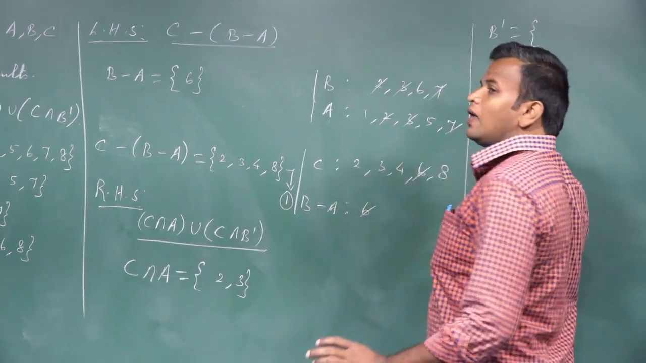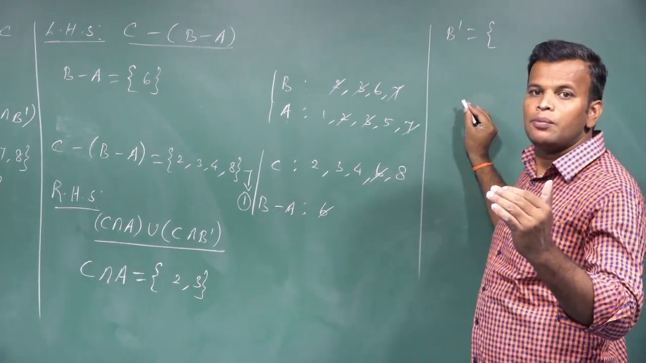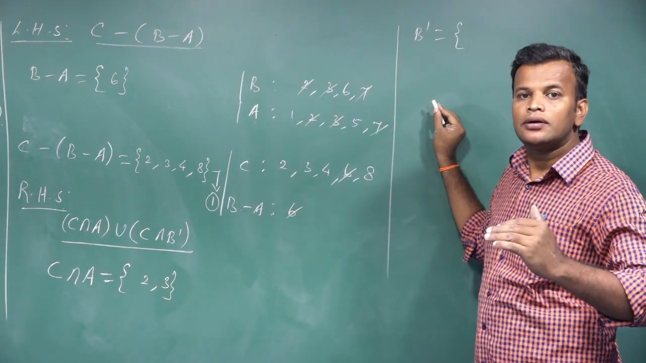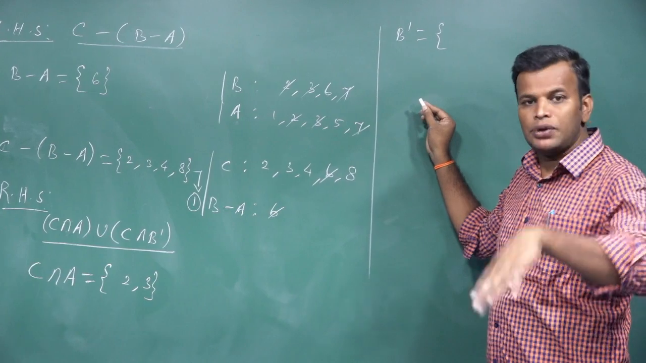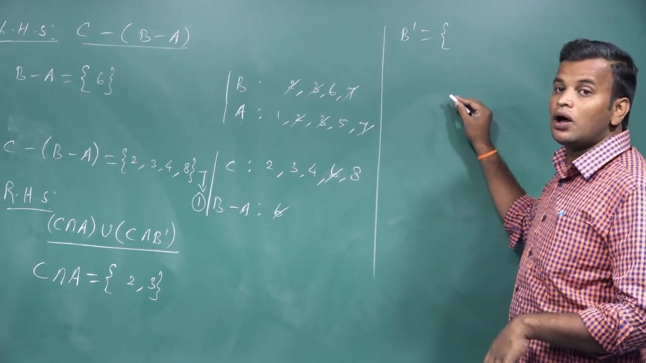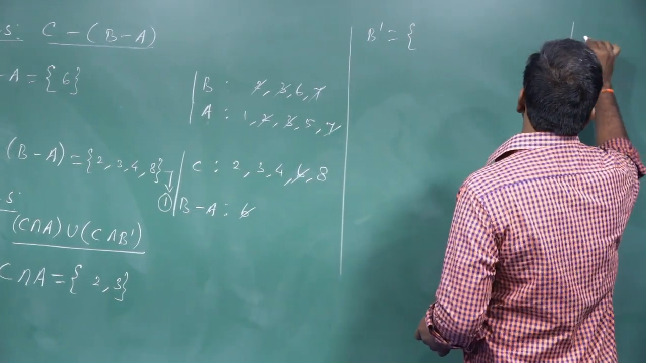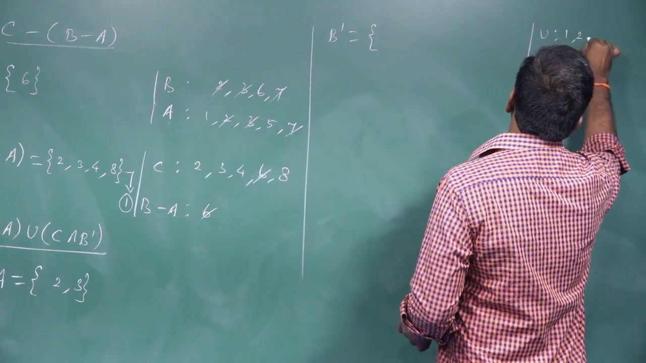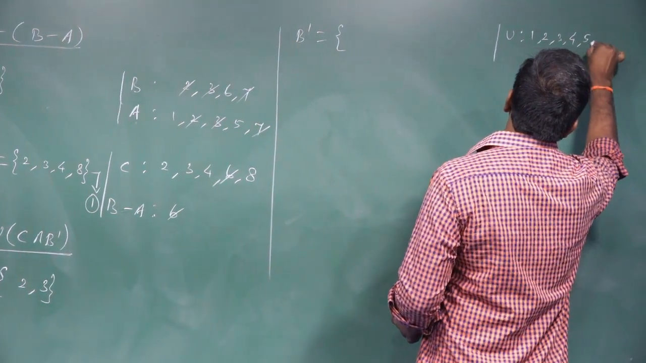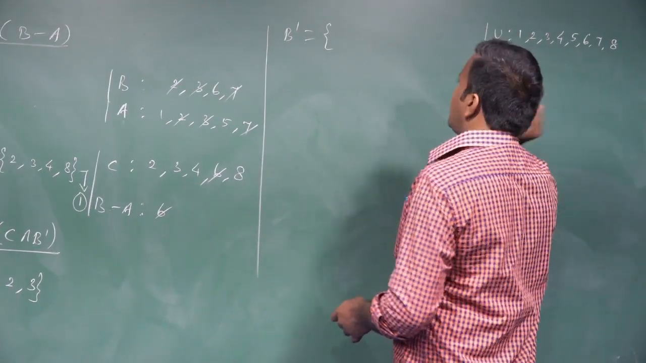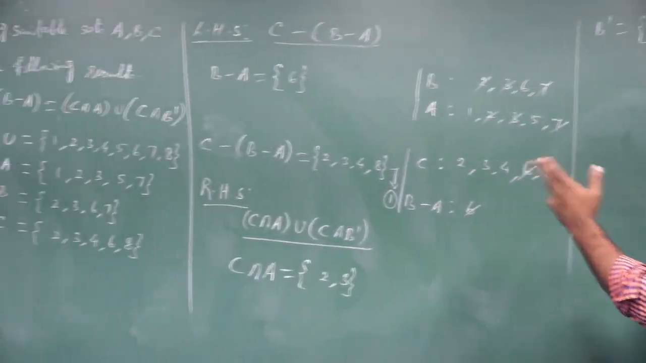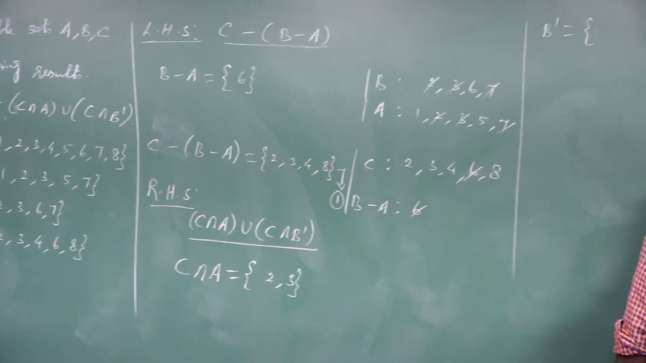B dash means all the elements in U, but the element is not in B. So we directly write the value, or for understanding purpose, I write inside work also. U contains the elements 1, 2, 3, 4, 5, 6, 7, 8. And the value of B is 2, 3, 6, 7.